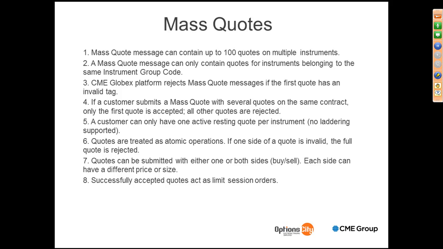Okay, so the quotes are treated as atomic operations. If one side of a quote is invalid, then the full quote is rejected. The quotes can be submitted with either the buy side or the sell side. Each side can have a different price or size. And the successfully accepted quotes can act as limit session orders. So Mascot is a big streaming package that one can send instead of using an order book where you have to point and click and put in an order at a time. So that is the advantage of using the Mascot session.